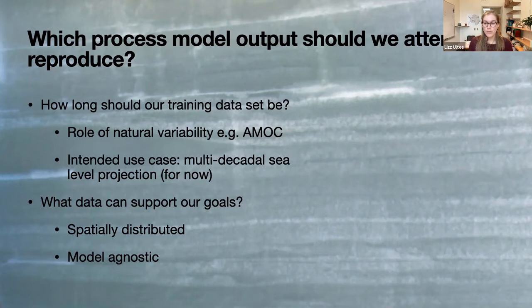We also want it to be model agnostic. So we don't want our stochastic method to simply reproduce the preferences or the vagaries of a single process model. We want it to be representative of the best or consensus idea of how Greenland surface mass balance varies in time.